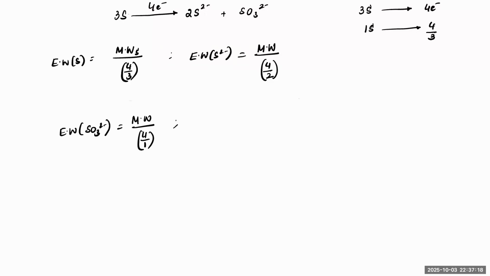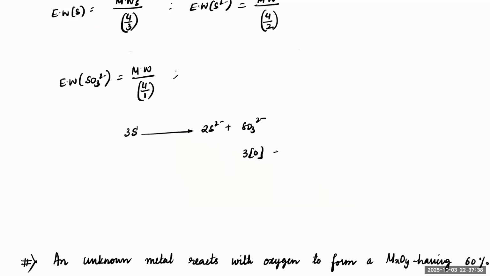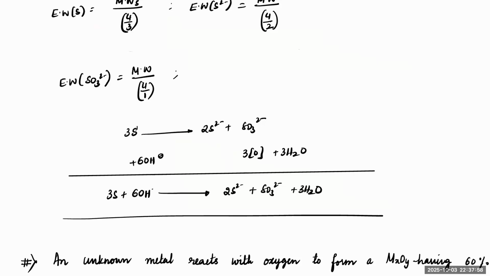If I counterbalance this, now you have 3 sulfurs becoming 2S2 minus plus SO3 2 minus, which means we have 3 oxygens. If I have to add water molecules here, because it is a basic medium, I'll be adding 3 water molecules and double the number of OH minus. So what do I get? 3S plus 6 OH minus is giving 2S2 minus plus SO3 2 minus plus 3H2O. So this is what we need to know. Clear?